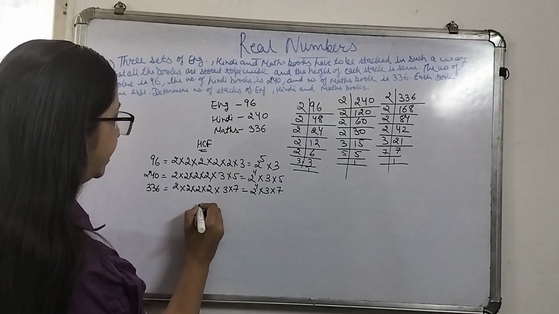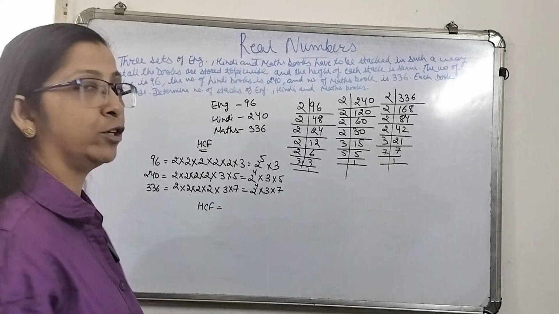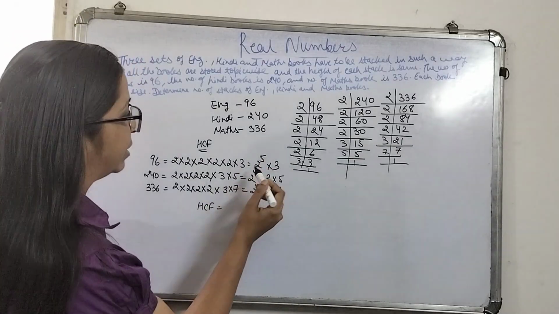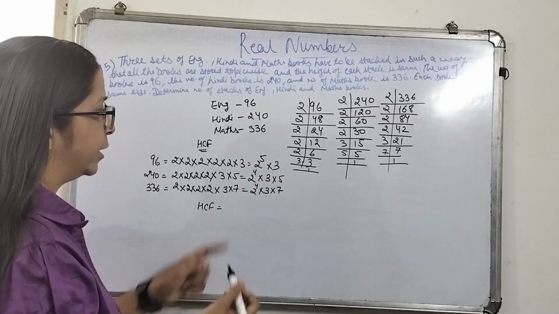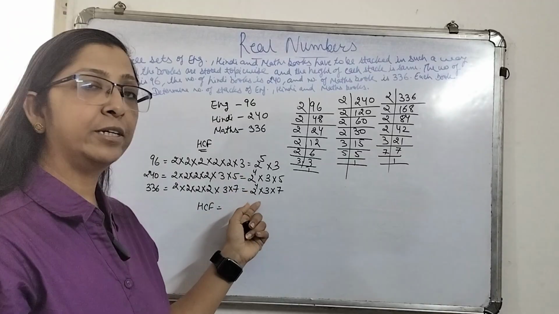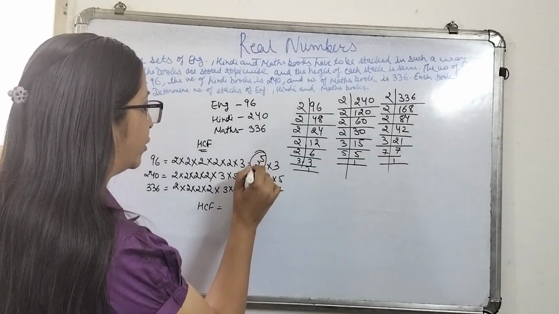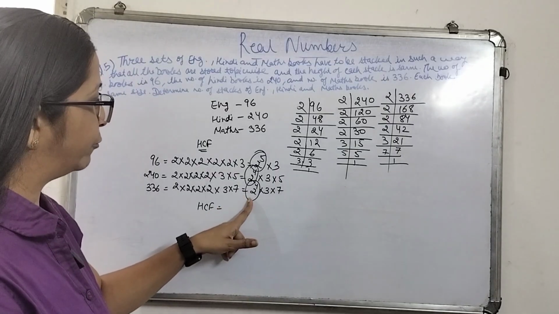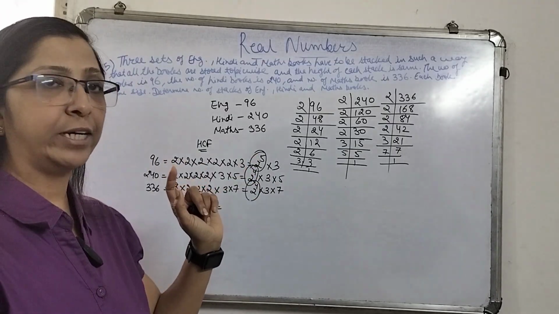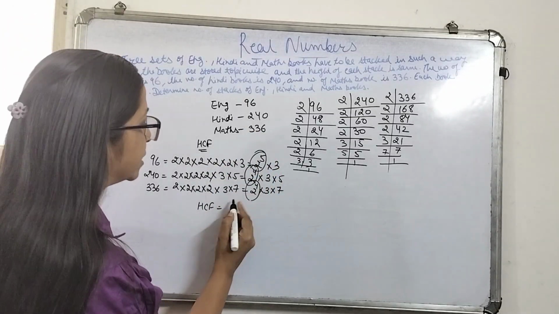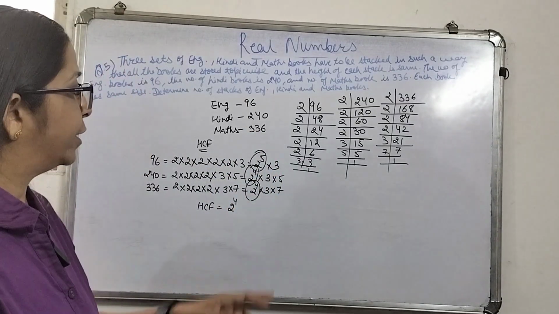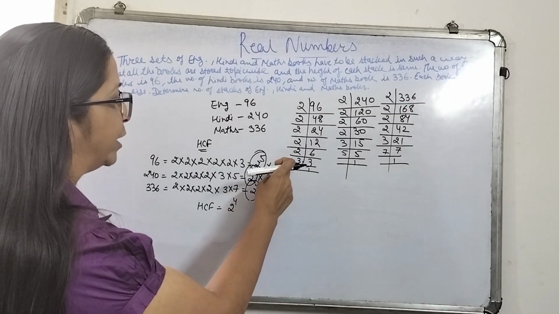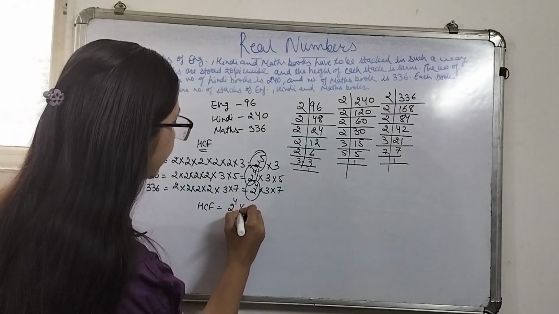Now for finding HCF, we have to take product of the smallest power of all the common prime numbers. Here, the prime number 2 is common in all the three. So here the smallest power of 2 in all the three is 2 raised to the power 4. Here 2 raised to the power 4, here 2 raised to the power 4, here 2 raised to the power 5. So smallest power of 2 is 2 raised to the power 4. Now we can see 3 is also common in all the three. That means the smallest power of 3 over here is 1 only. So we will be taking 3 also.